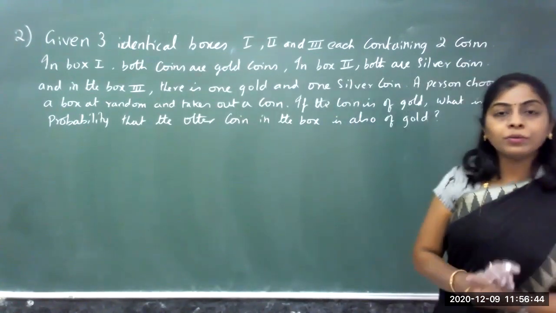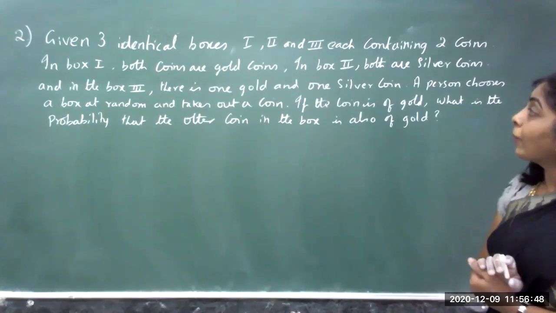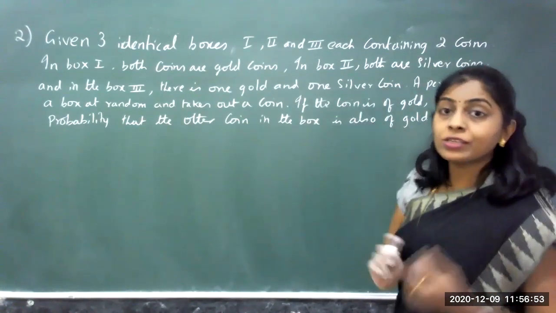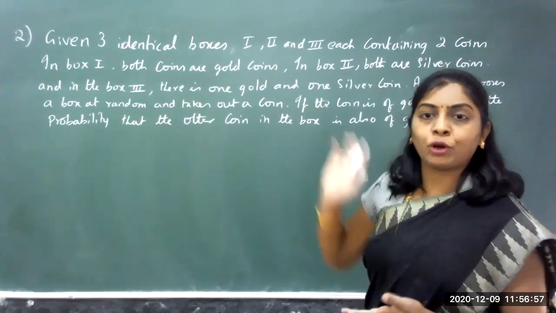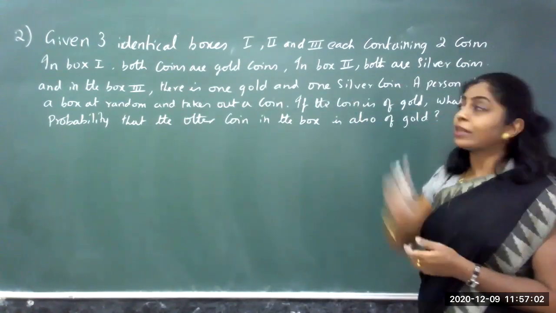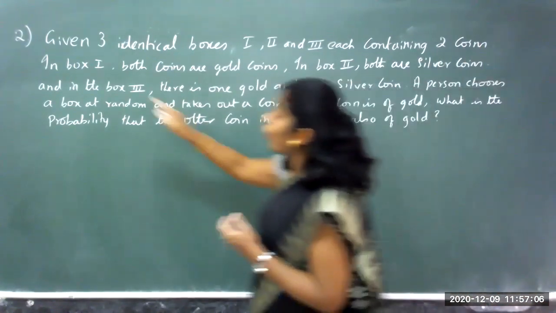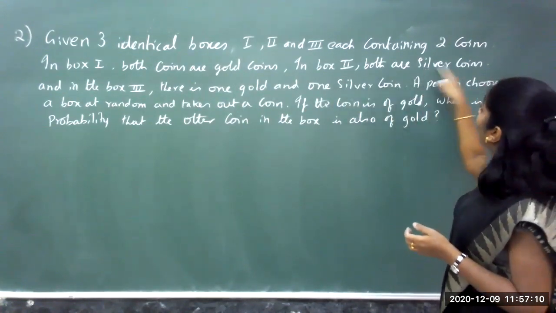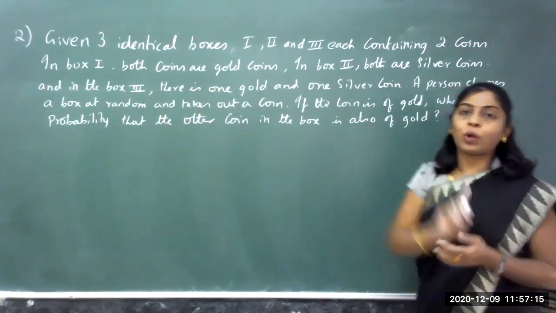The second problem. Given three identical boxes, 1, 2 and 3, each containing two cards. This was the example I considered when I explained the basics. The same problem I considered. There are boxes named 1, 2 and 3, and each box contains two cards. In box 1, both the cards are gold. In box 2, both are silver cards. In box 3, there is one gold and one silver.